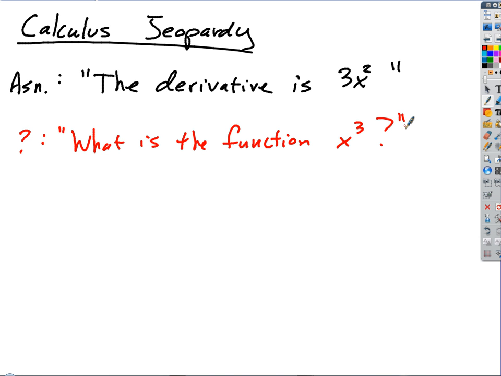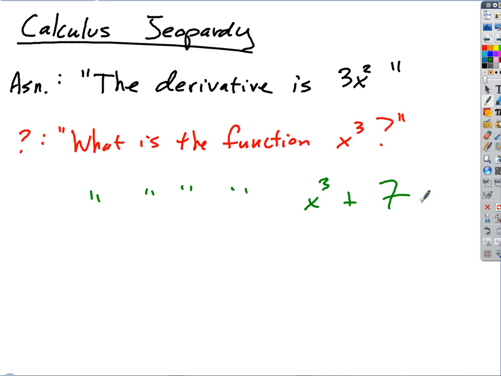Is that the only answer you could have given me? What is... Okay, now you're close, close. We could have also said, what is the function x cubed plus any constant? Yeah, we could have said x cubed plus 7 or x cubed plus pi.